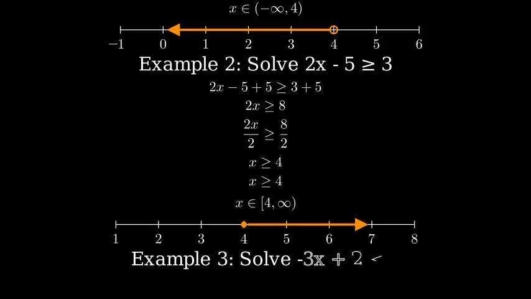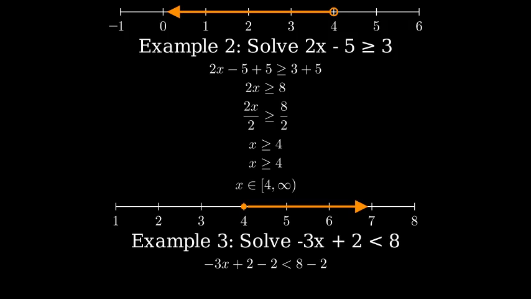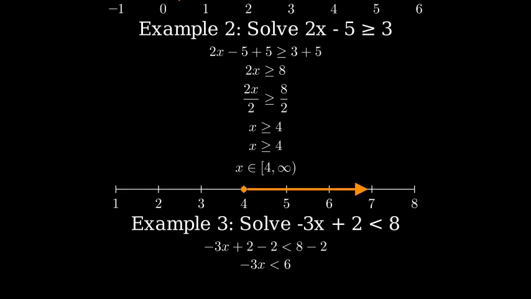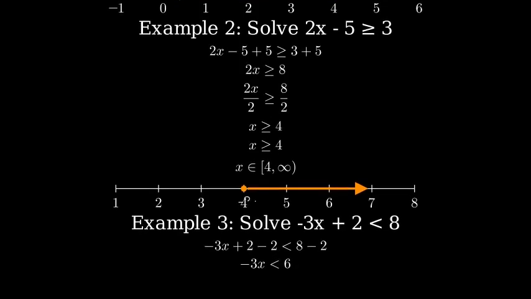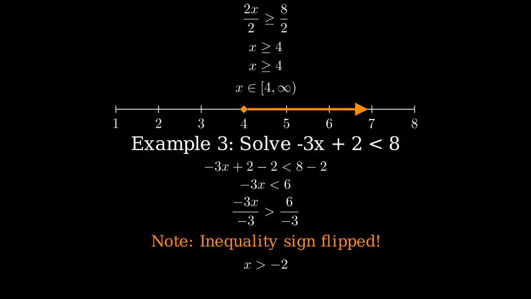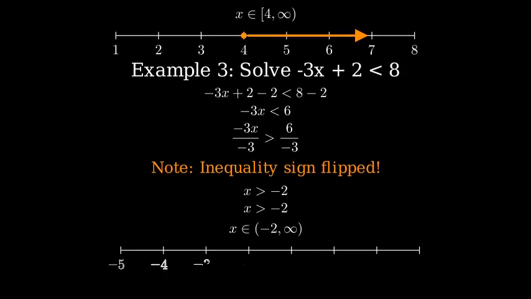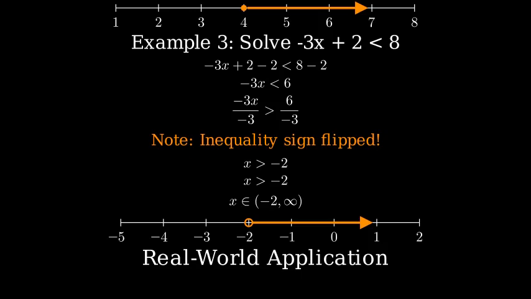Example 3. Solve the inequality -3x + 2 < 8. Step 1. We subtract 2 from both sides. -3x + 2 - 2 < 8 - 2. Step 2. Simplify. -3x < 6. Step 3. Now we divide both sides by -3, but remember, when dividing by a negative number, we must flip the inequality sign. x > -2. So the solution is x > -2, which we can write as x belongs to the interval (-2, ∞).